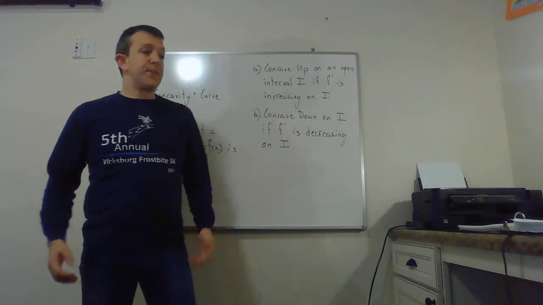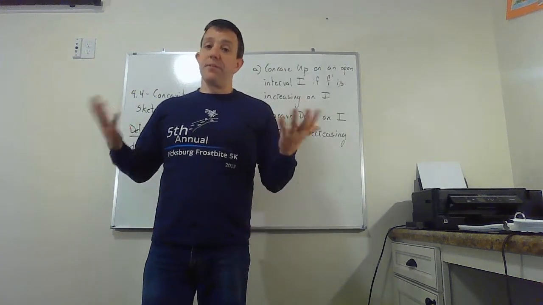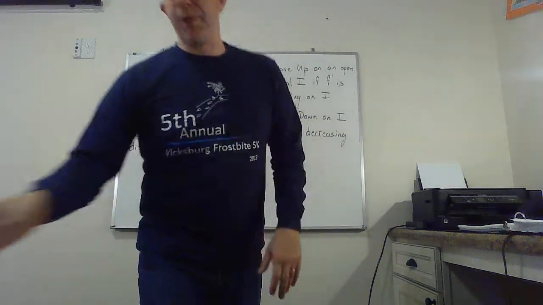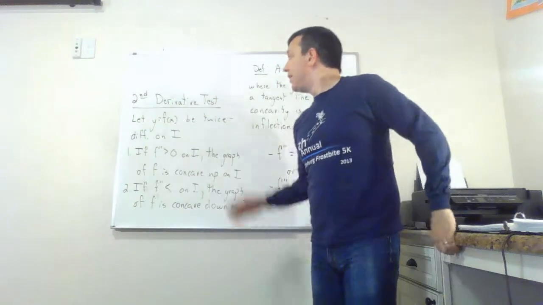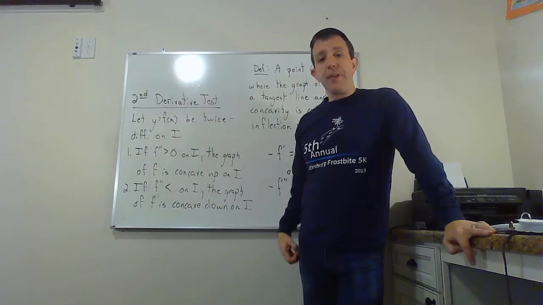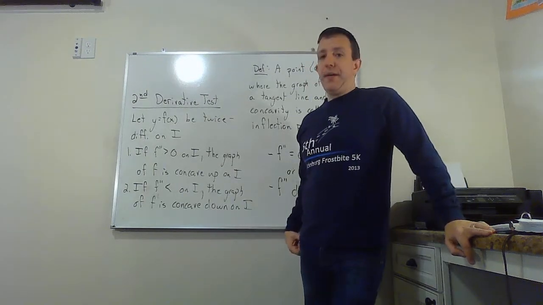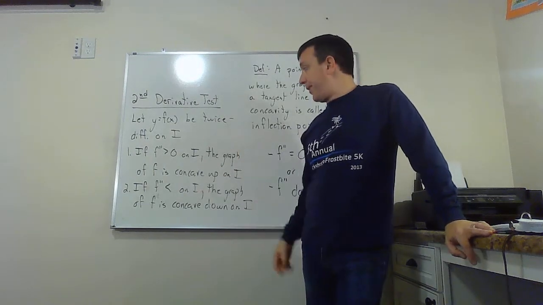Now we're going to get the second derivative test, and that's going to help us figure out concavity, and we're going to talk about some other wonderful stuff. So here we go. Okay, so the second derivative test. This just says let y equal to f of x be a twice differentiable function on I. So on this interval, whatever it might be.